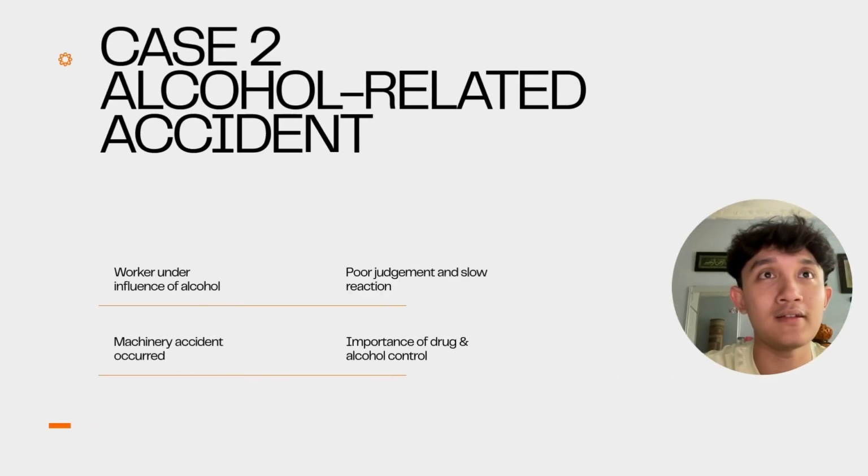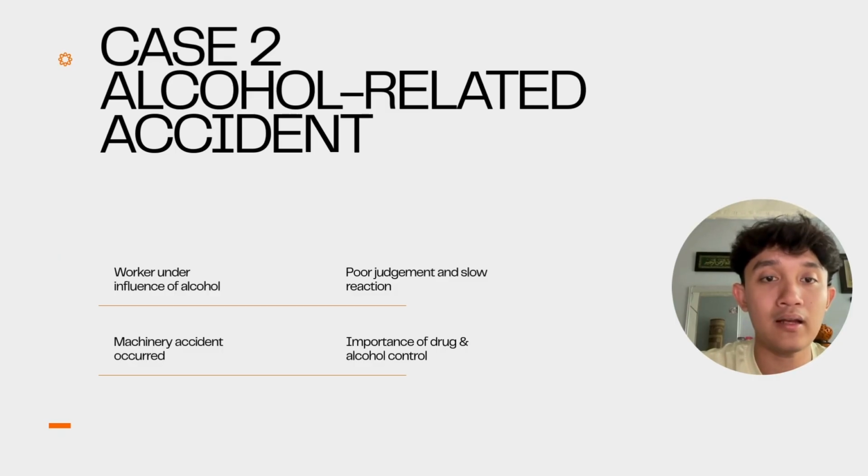For the next part, case 3, an alcohol-related accident. In this case, a factory worker reported to work under the influence of alcohol. The worker's judgment and reaction time were impaired, which led to poor decision making while operating machinery. As a result, a workplace accident occurred, causing injury and damage to the equipment. The company did not enforce a strict drug and alcohol policy, and there was no regular monitoring or awareness program. This case shows the importance of occupational health guidelines in controlling drug and alcohol use at the workplace.